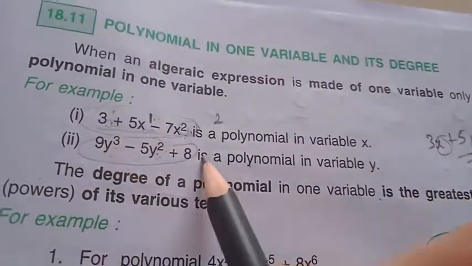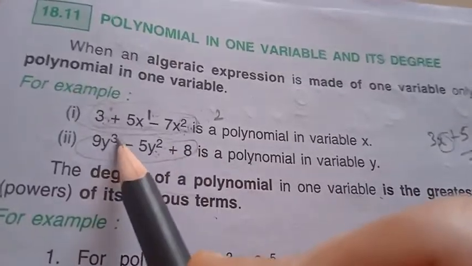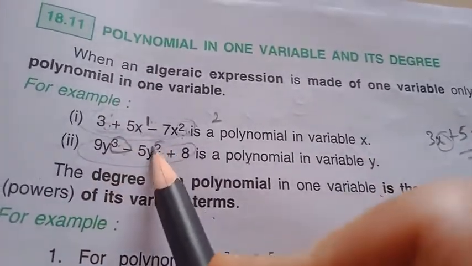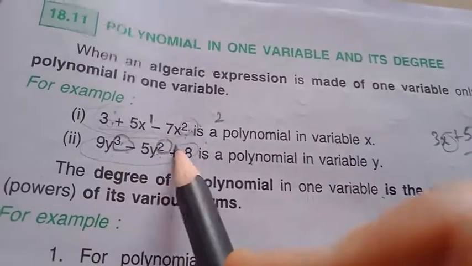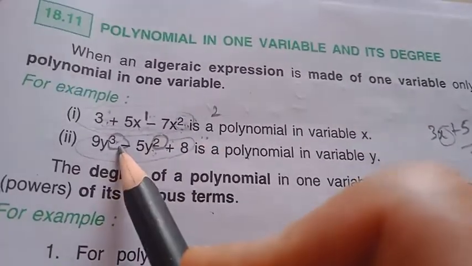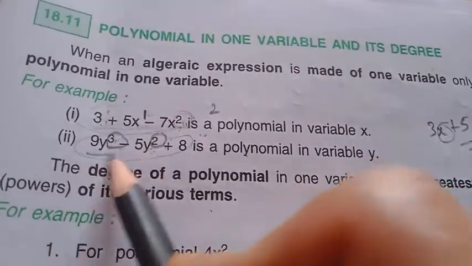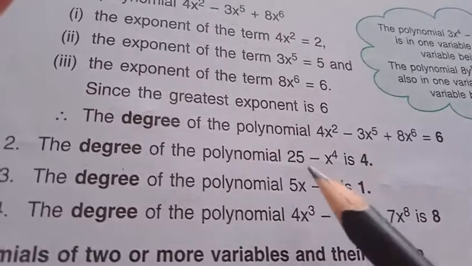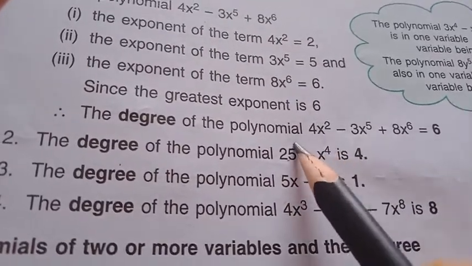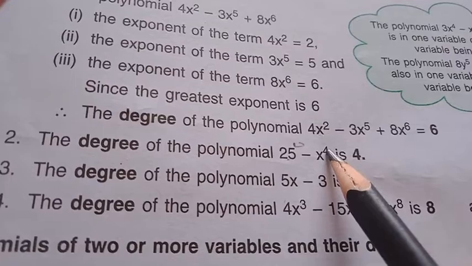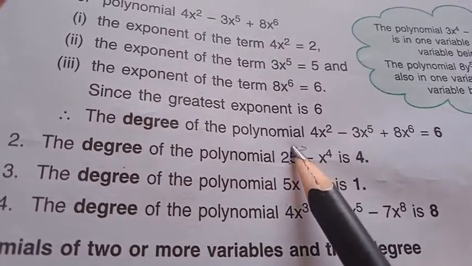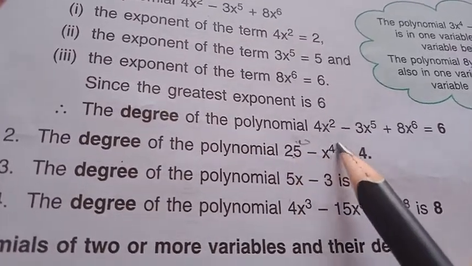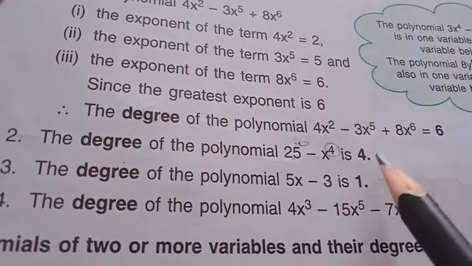In these 3 terms, you can see here 3, 2 and here 0. So 3, 2, 0, which is highest? 3 is highest. So we say that 3 is the degree of this polynomial. Now let us see a few examples. 25 minus x raised to 4. Here 0 and here 4. Here nothing is there and here x raised to 4. So 4 is largest, so we say that 4 is the degree.